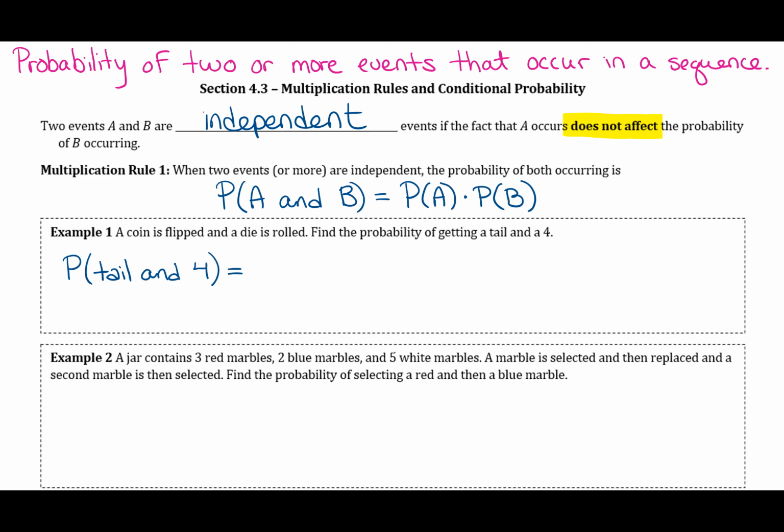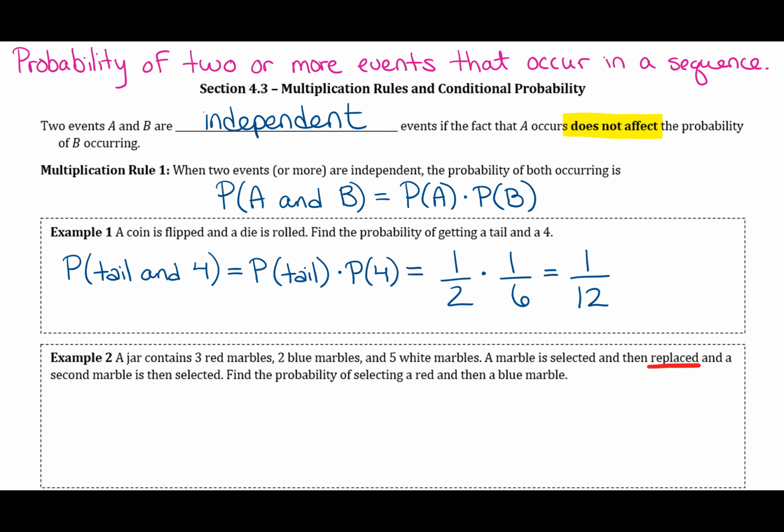For example 1, a coin is flipped and then a die is rolled. Find the probability of getting a tail and then getting a 4. Obviously whatever happens in the coin flip is not going to affect how the die is rolled. They have no gravity over each other or anything. So you just take the probability of getting a tail, which is 1/2, times the probability of getting a 4, which is 1/6, and you multiply those together. So 1/2 times 1/6 is 1/12.